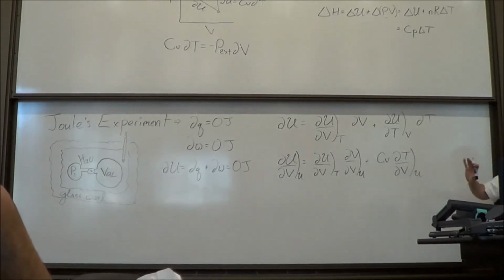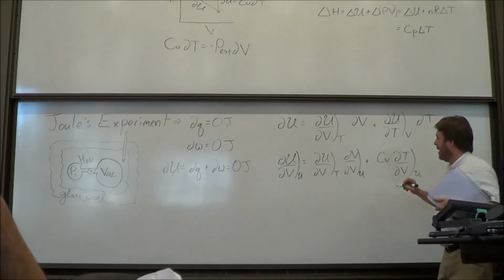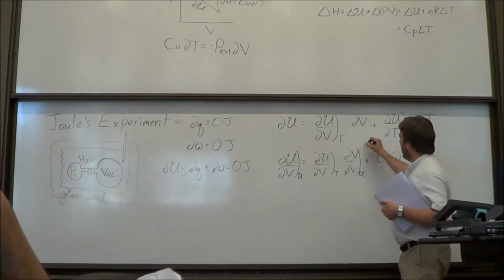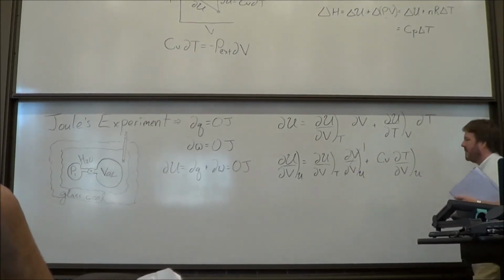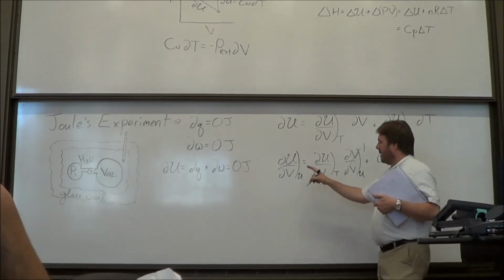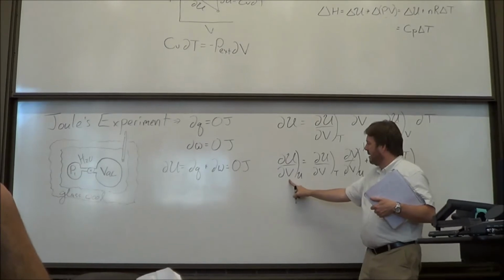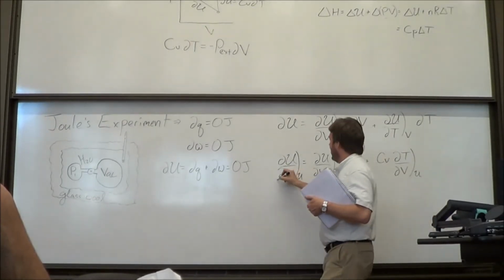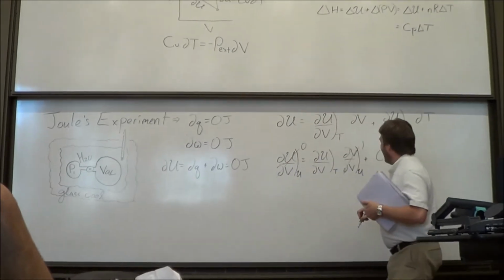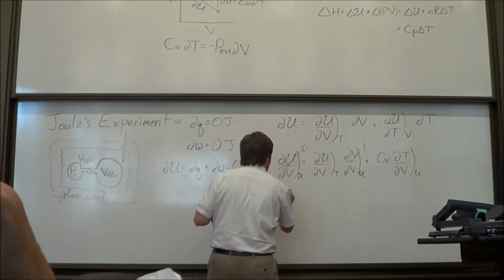Now I just have to do some more simplification. I see dV over dV. Okay, that's 1. And dV over constant U... this one? Yes. Changing U at constant U is 0. Of course it's 0.